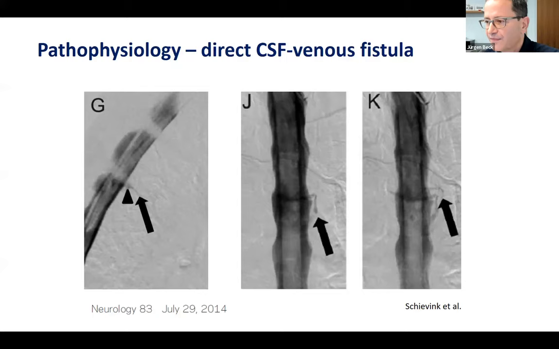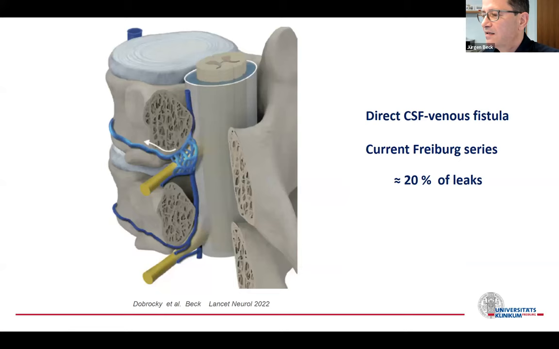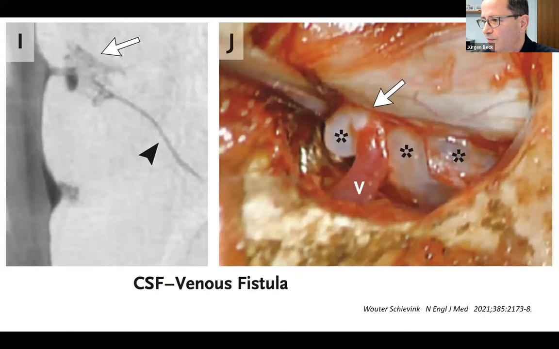Then there are these very interesting and fancy CSF venous fistulas, which Wouter Schievink, who else, discovered not even 10 years ago. And we had a hard time finding these CSF venous fistulas. You need certain neuroradiological tips and tricks to find them, as Nicholas has nicely shown. And currently, I think around 20% of all SIH patients present with CSF venous fistulas in our case series, where there's, of course, a referral bias.